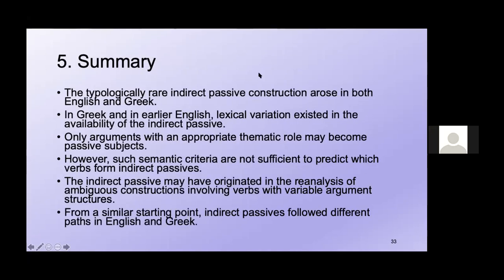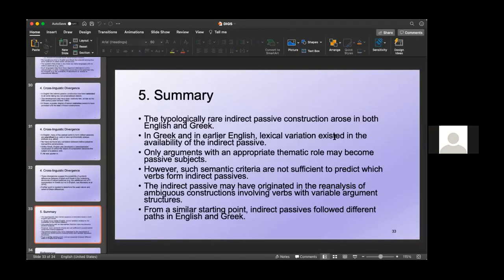So just to conclude, the typologically rare indirect passive construction arose in both English and Greek, and in Greek and in earlier English, lexical variation exists in its availability. Indirect passives are restricted to arguments with an appropriate thematic role. However, these semantic criteria are not sufficient in themselves to predict which verbs form indirect passives. And these constructions may have had their origin in the analysis of ambiguous constructions of verbs with variable argument structures. From this common starting point, indirect passives follow different paths in English and Greek.